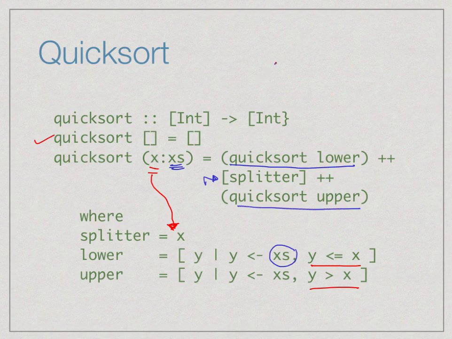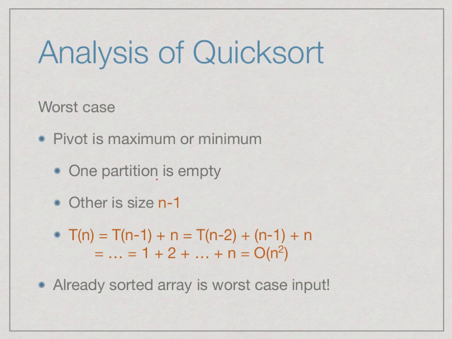So we have the lower list, then we have the splitter, and then we have the upper list. Because the lower list is smaller than the splitter and the upper list is bigger than the splitter, no further merging is required.